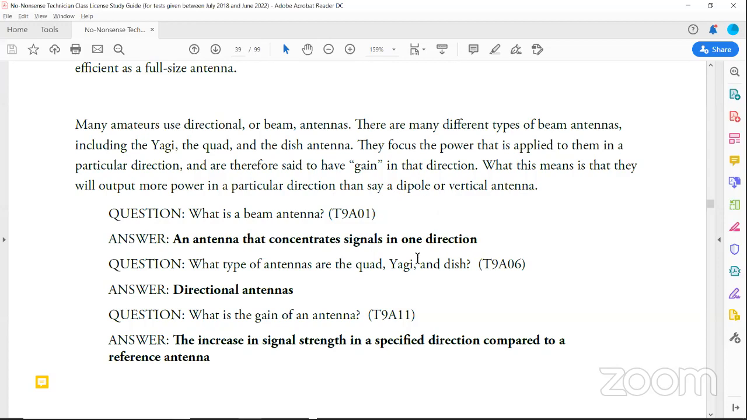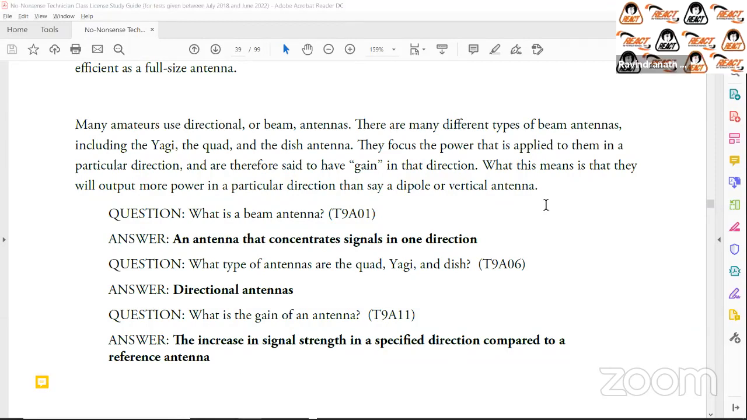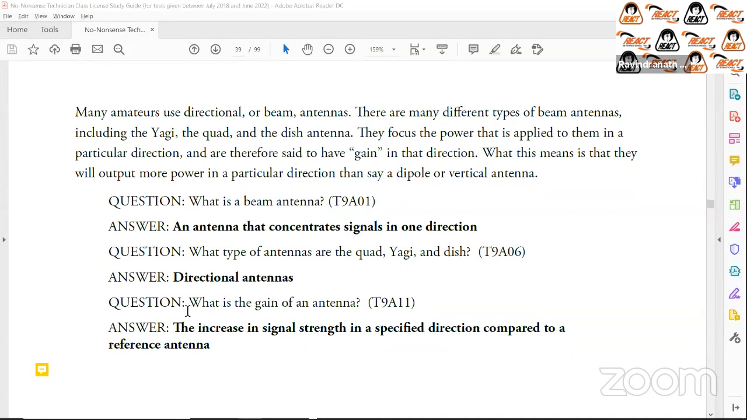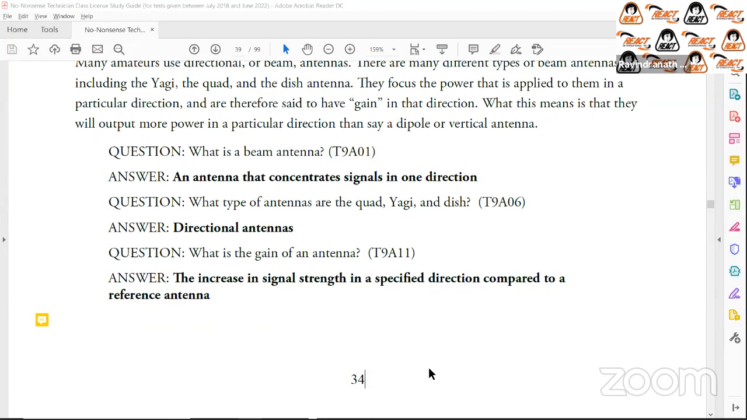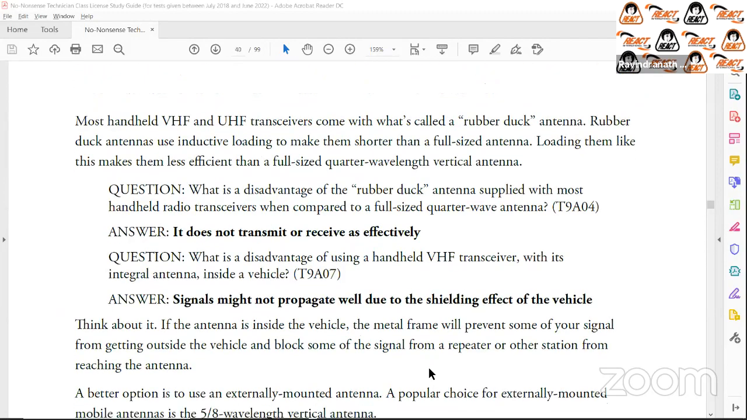All right, so let's go straight into the no-nonsense guide and pick up where we left off. Last class, we reached page 34. And let's look at page 35.